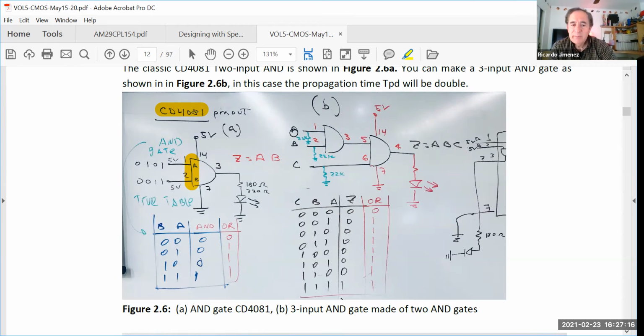And you want to make a 3-input AND gate. If all three inputs are 1, I need an output equal to 1. You see, for all the other combinations, you get a 0.